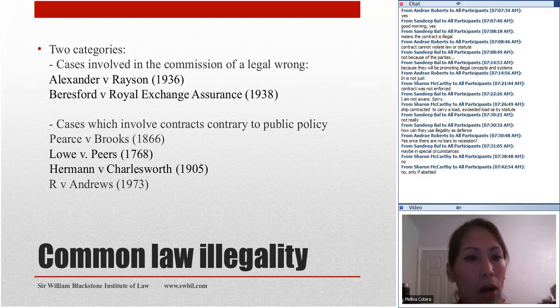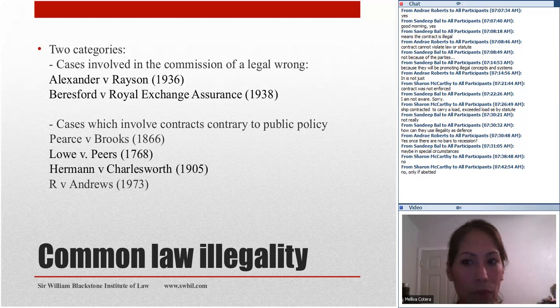Now let's talk about cases which involve contracts contrary to public policy. These cases are more troublesome because of the difficulty of ascertaining what the public policy is and whether or not the contract offends against it. Courts have found that public policy is offended in such a way as to make the contract illegal in a number of different areas. Therefore, a contract that is contrary to good morals may be illegal.